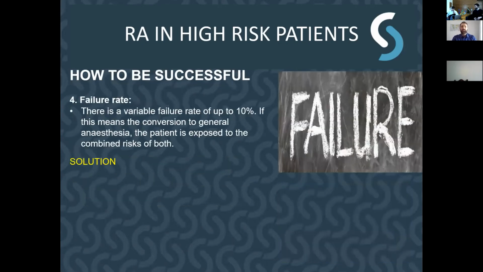Then block failure. This is a big problem, especially in these critically ill patients. There can be up to a 10% failure rate, which means conversion to general anesthesia, and then your patient is exposed to the risk of both the general anesthesia and the regional anesthesia. So block failure is a problem. But how can we mitigate this? How can we decrease the risk of block failure in these high-risk patients?